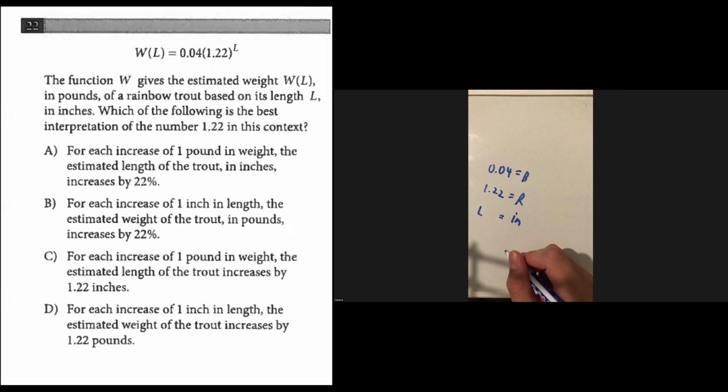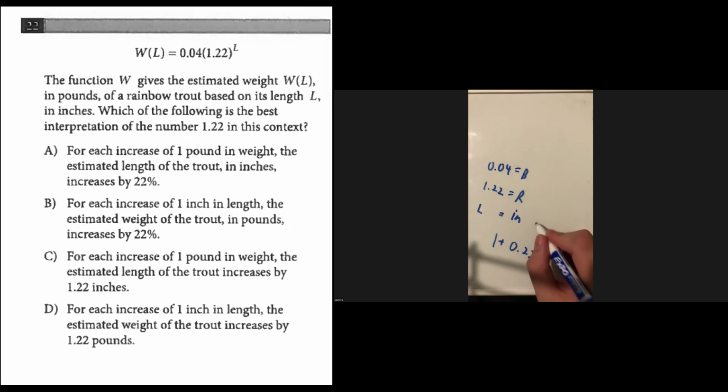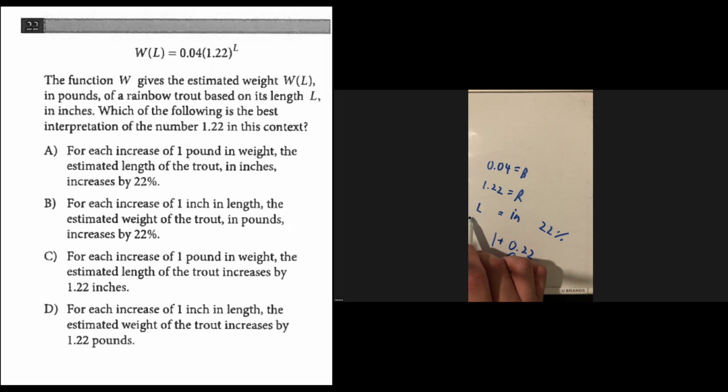Well, it means that for every change in L, which means every change in inches, so for every 1 inch in length, the estimated weight of the trout increases by, well, since 1.22 is a rate, that means it has to increase by a rate. And so the rate would be 1 plus 0.22. The rate would be this part, which is 22%. So the correct answer is B. For every increase in L, which is 1 inch in length, the estimated weight of the trout in pounds increases by 22%.